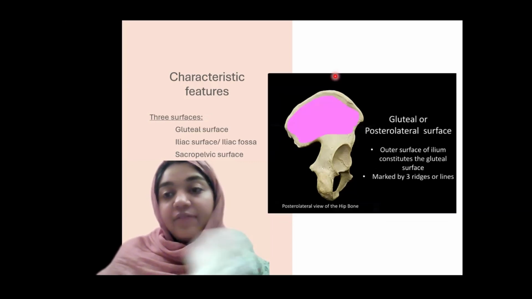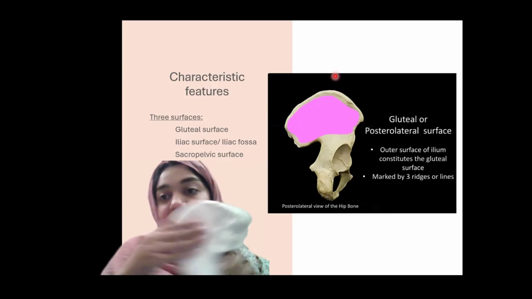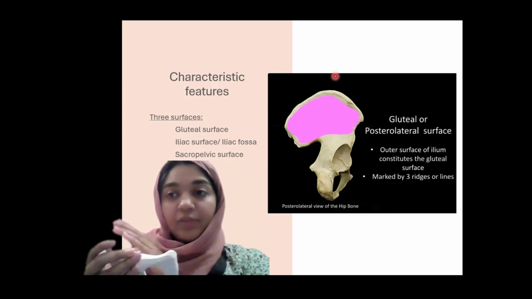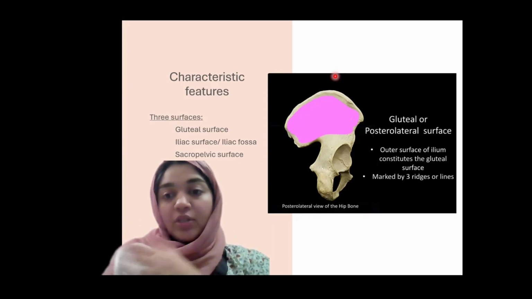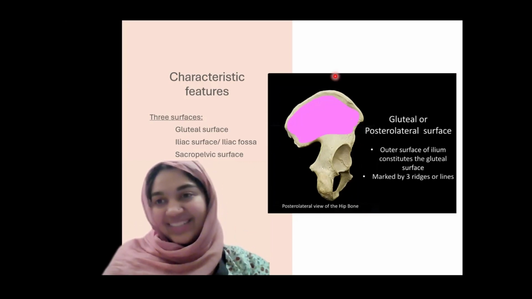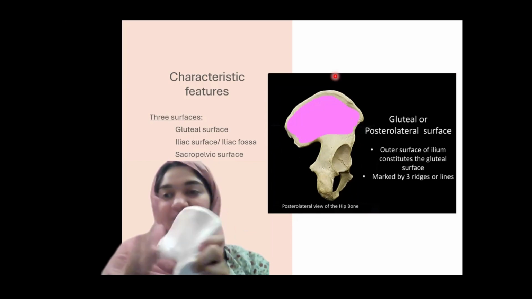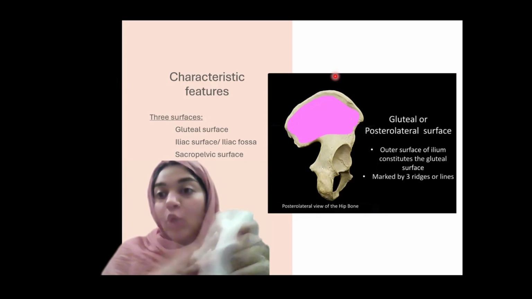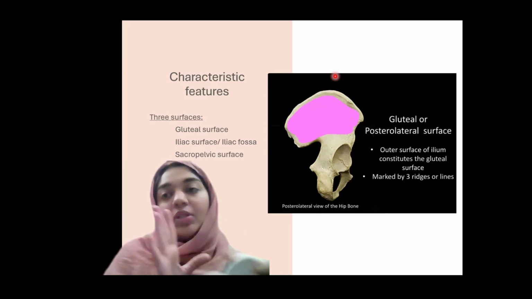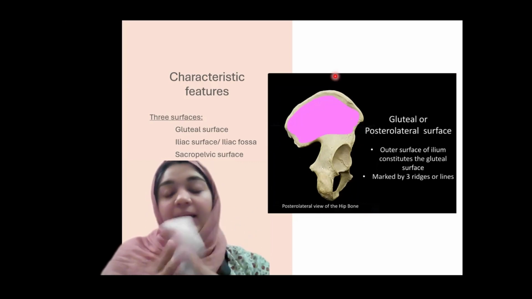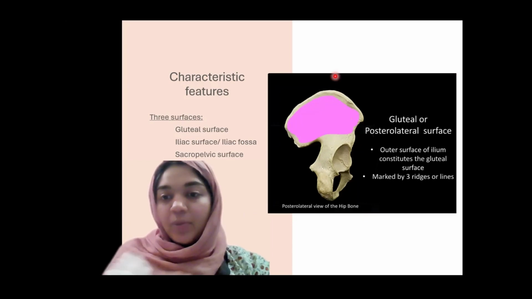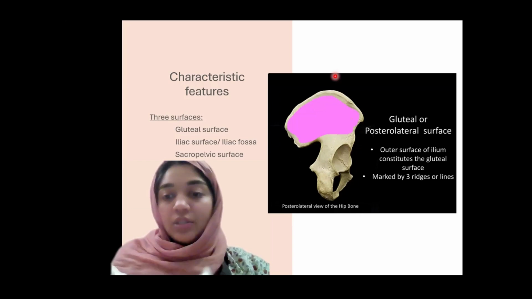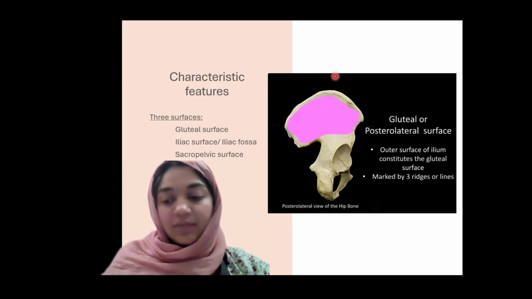Moving on, we have three surfaces. Now this entire surface is the gluteal or posterolateral surface. No, wait, not inside, outside. The outside area is the gluteal or posterolateral surface because the gluteal muscles are attaching here. Remember the gluteus maximus, medius, and minimus? They're attaching outside. So the gluteal or posterolateral surface is the outer surface of the ilium. It's marked by three ridges or lines that we will do later.